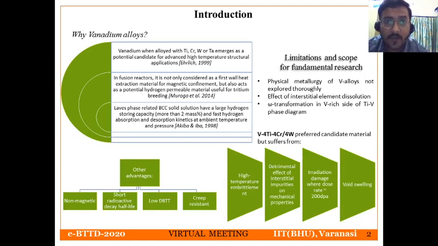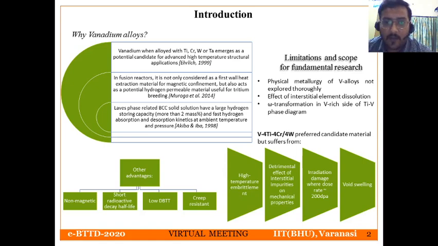So why the research drive for vanadium alloys? As has been pointed out by several researchers over the last couple of decades, vanadium alloyed with several transition elements emerges as a potential candidate for high temperature structural applications. Apart from that, Akiba and Iba had postulated that vanadium alloys can be a potent candidate for an efficient metal hydride battery.